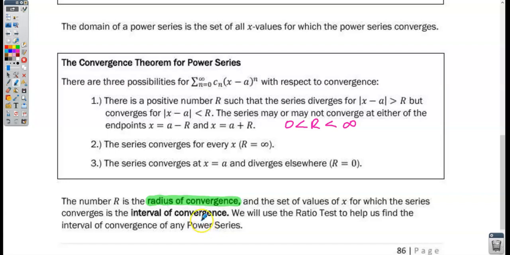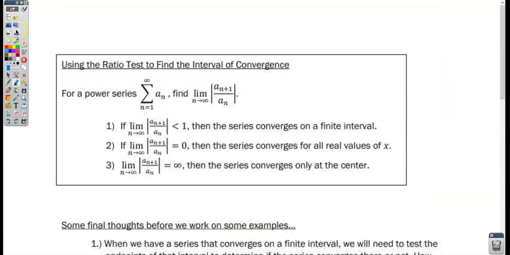So let's go ahead and we'll start looking at how this works. We'll look at the ratio test for interval of convergence. We'll give you some last thoughts on the narrative here, and then we're going to bust into some examples.